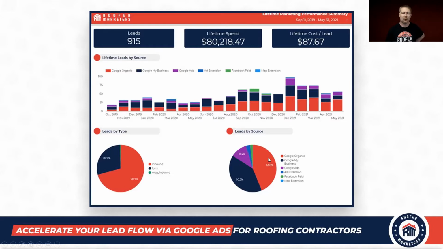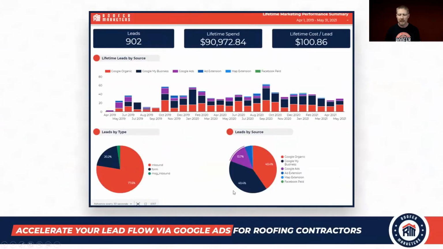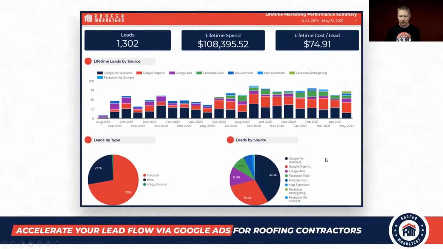But you can see that organic is also an important part of that, right? So it's the mixture of all of the things together. Again, this company here, another 15-18% probably coming from Google Ads. Another company here, this one's probably another 15%, right?